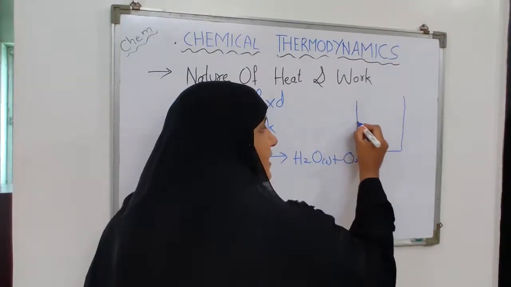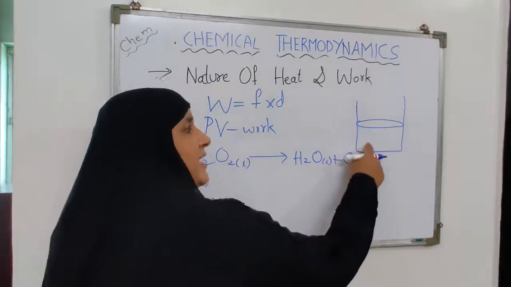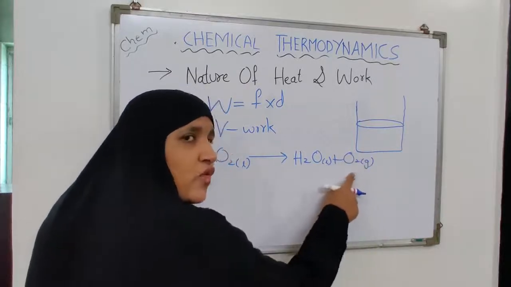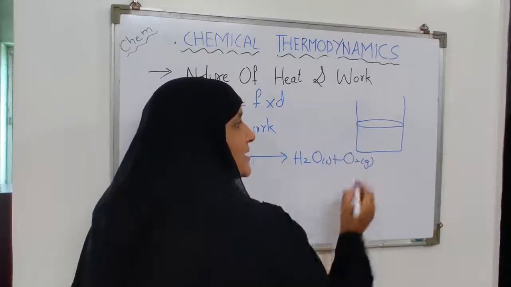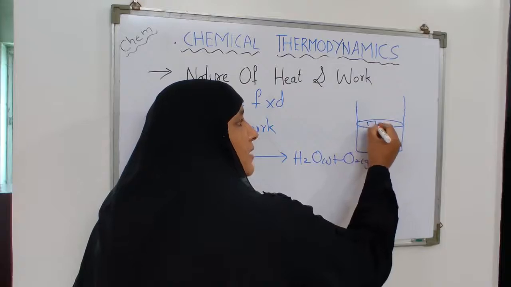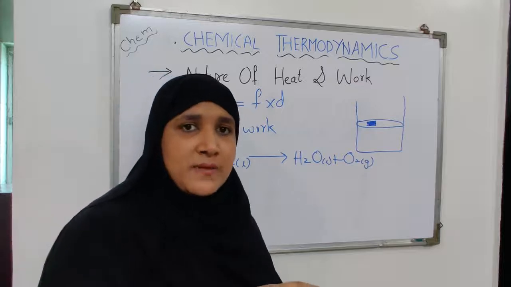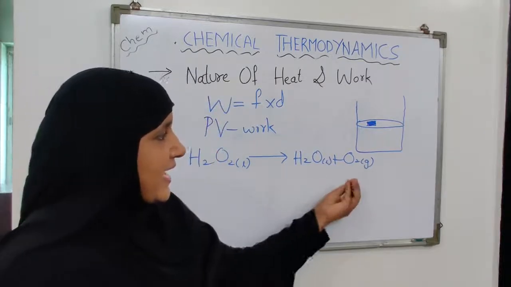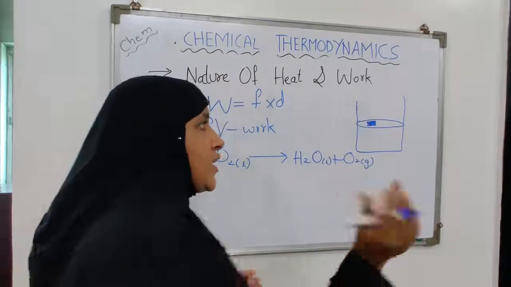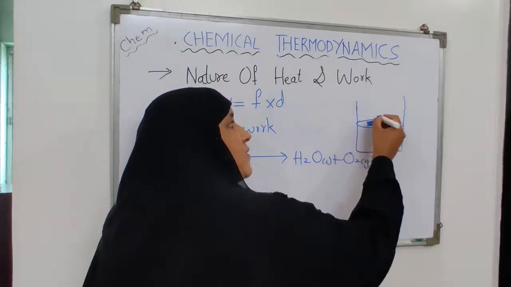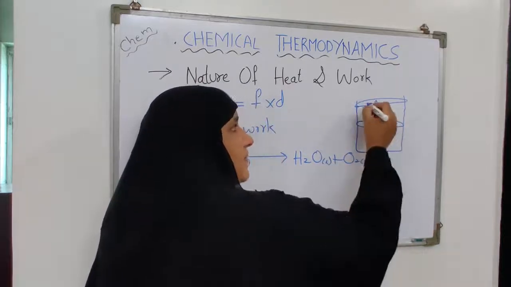Initially the cylinder was covered with a piston, and when this reaction takes place, what happens? Due to the formation of this gas, the volume of the system will increase. Now let us assume that we have kept some mass on the surface of the piston. When the reaction takes place and the oxygen is formed, the system will undergo expansion. Due to that expansion, the piston will rise and acquire a new position.